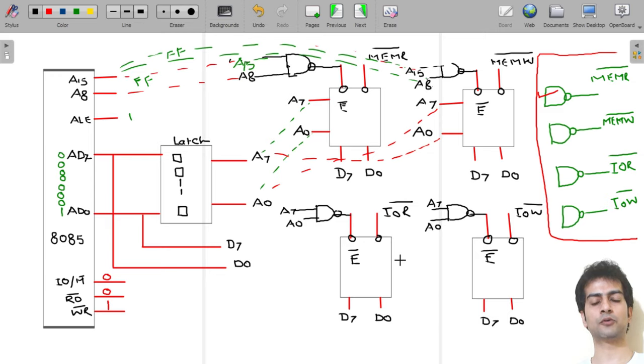But while communicating with an input output device, only an 8-bit address is required. Fine.